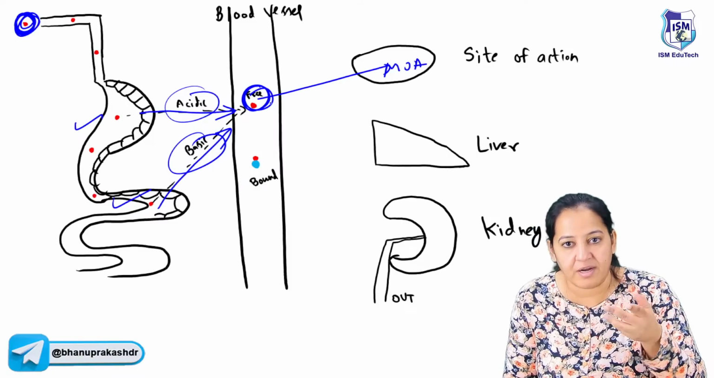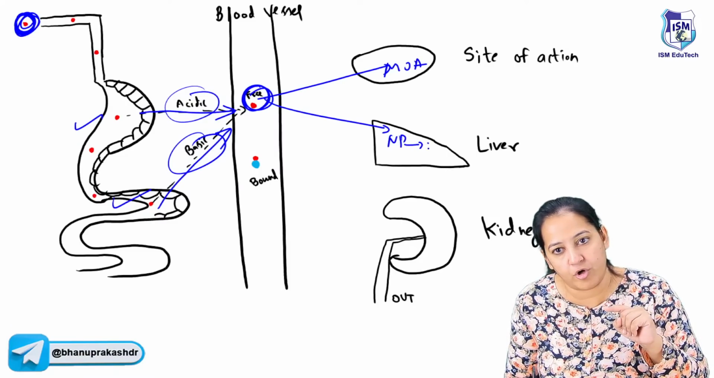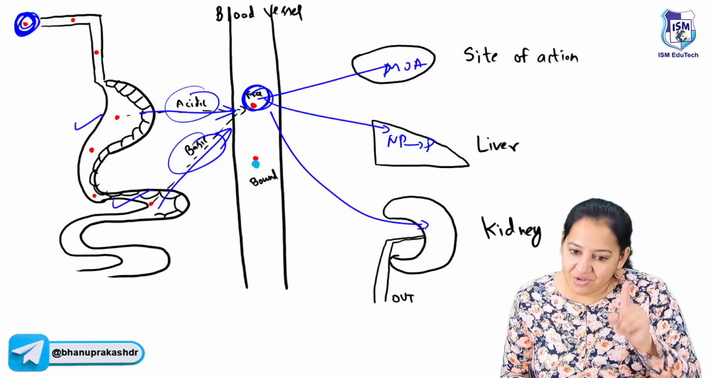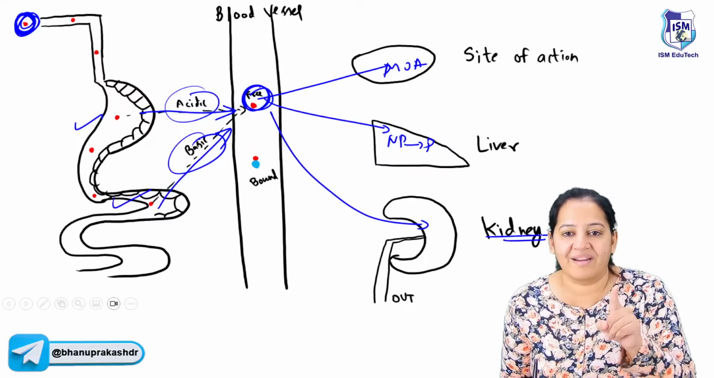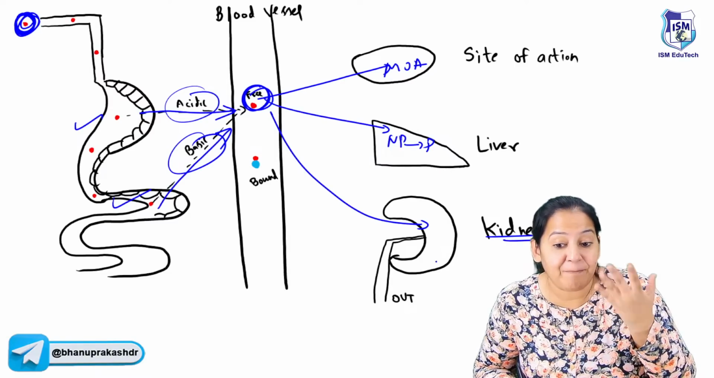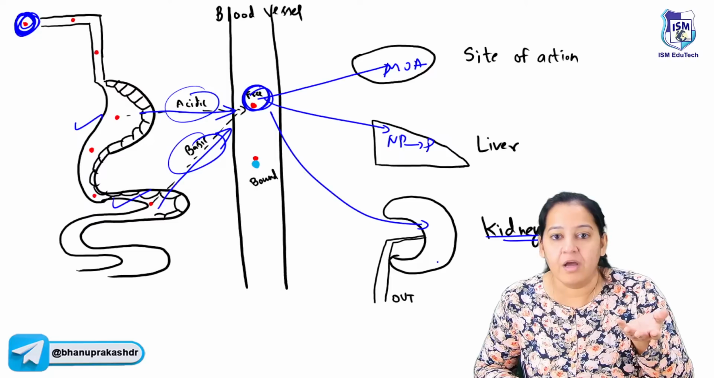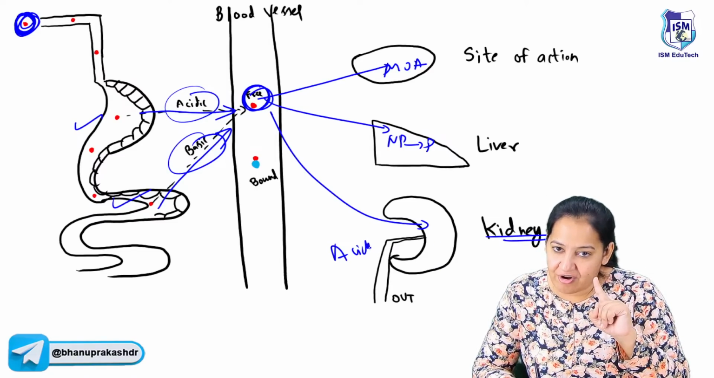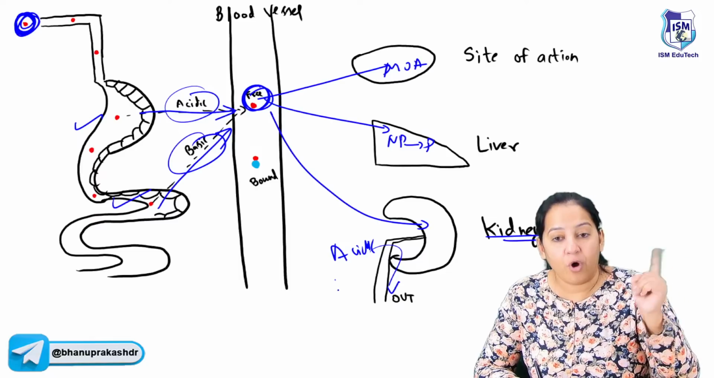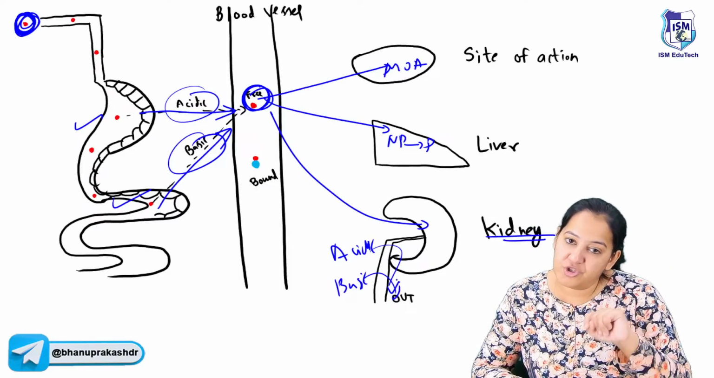Now I want to excrete it. It has already gone to the liver, converted from non-polar to polar. Now I want to excrete it. For excretion, we have only one organ, the kidney. Whether it is an acidic drug or a basic drug, we have only one organ, the kidney. But we can change the pH of the urine in the kidney. For excretion, the opposite medium is required. If you want to excrete an acidic drug, the urine should be basic. If you want to excrete a basic drug, the urine should be acidic.